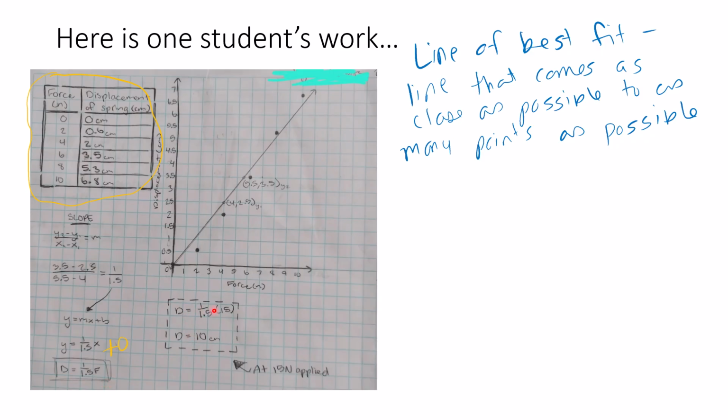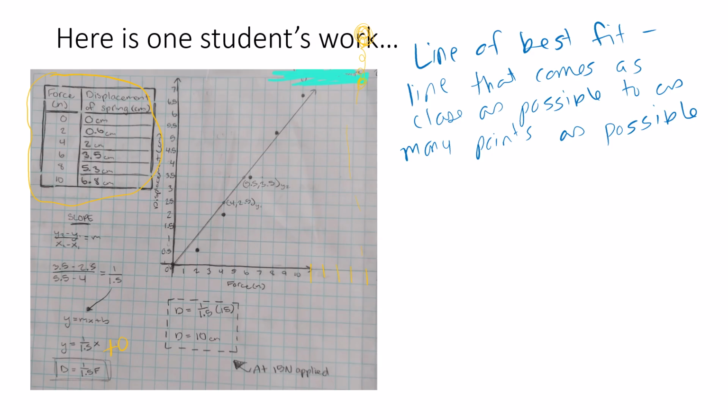And then the final part was make a prediction. How far do you think your spring would stretch if you applied 15 newtons? So if she were to go out 11, 12, 13, 14, 15, where would that be? Okay, we're going like way up here somewhere. Where would that be? And that's where the math comes in useful.